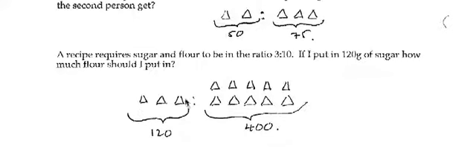So the ratio is 3 parts sugar to 10 parts flour. If the 3 parts of sugar account for 120 grams, then we know that each part must be worth 40 grams. That tells us that the 10 parts must be worth 400 grams.